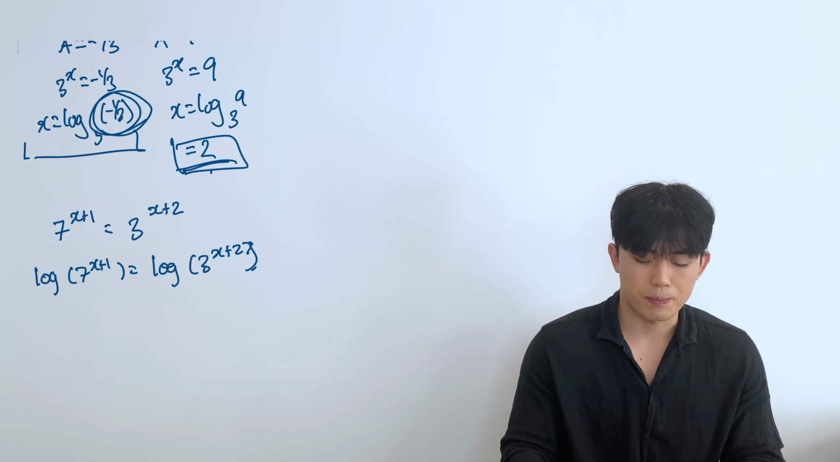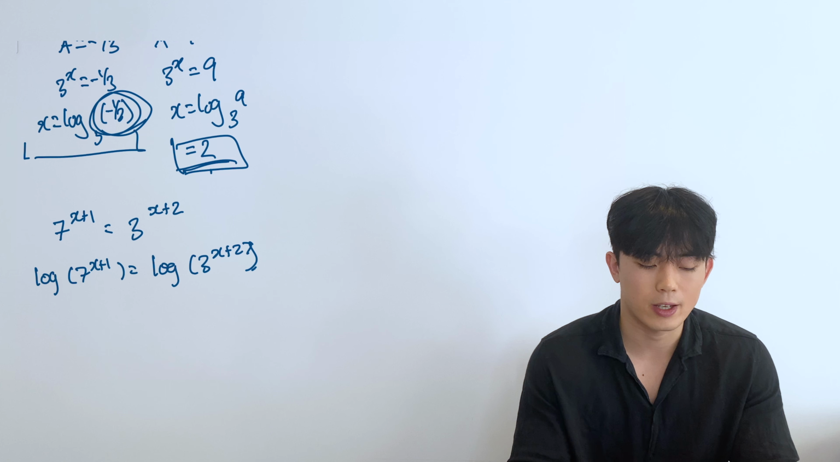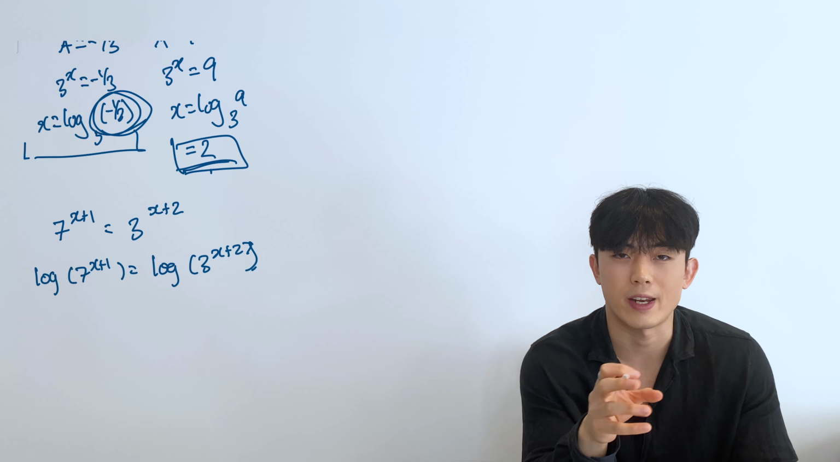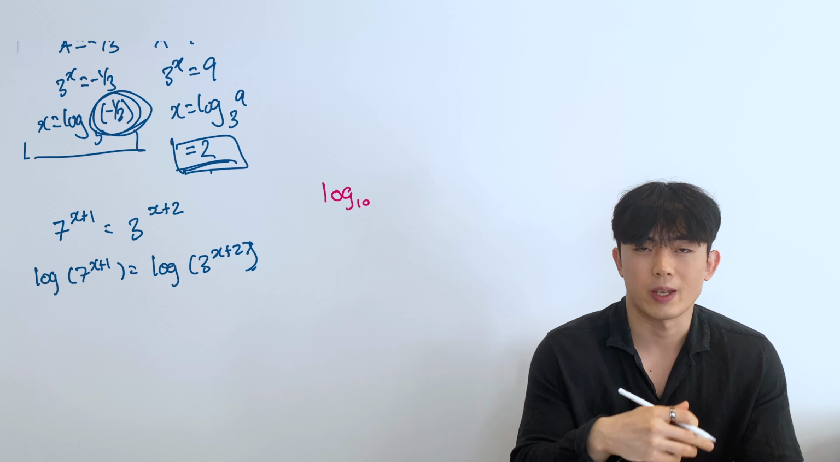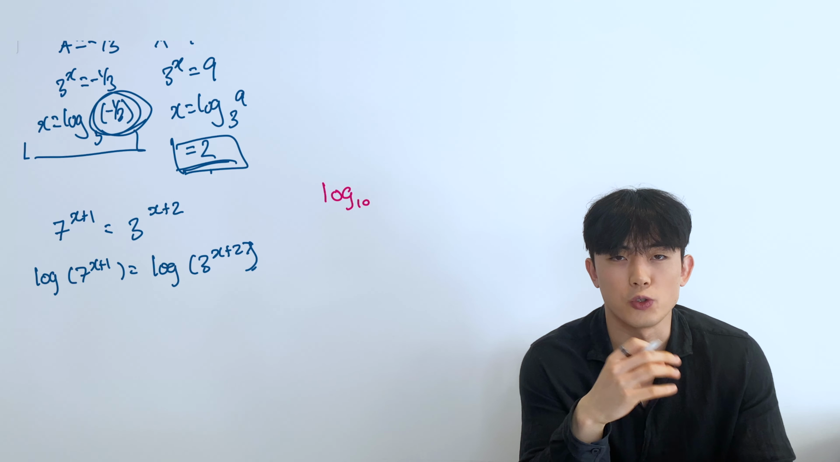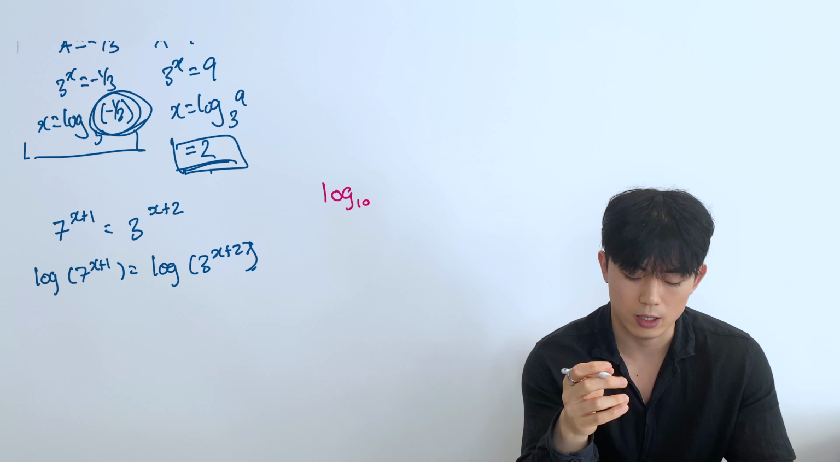Note, I haven't written a base down, right? Because I can just assume it's the same base. So in the calculator, you will see a log button without any base. This is the equivalent to log base 10, okay? So if they don't give you a base, you can just use this classic log button that you see on the calculator.